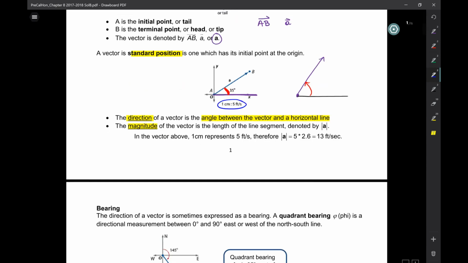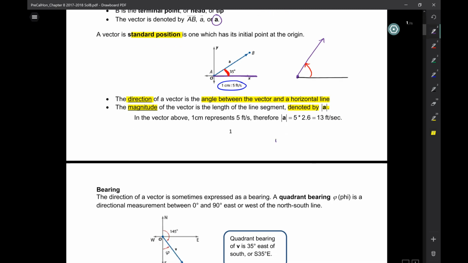Now, notation for magnitude is this, right? It's the absolute value. It's the vertical bars, right? So if I say this, 13 feet per second, okay? Now, one more thing. If you're specifying magnitude, you don't give direction. That's just the number value, okay?